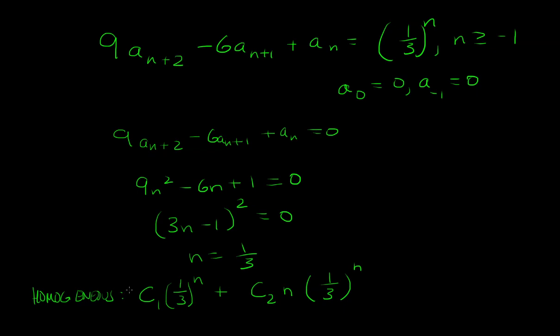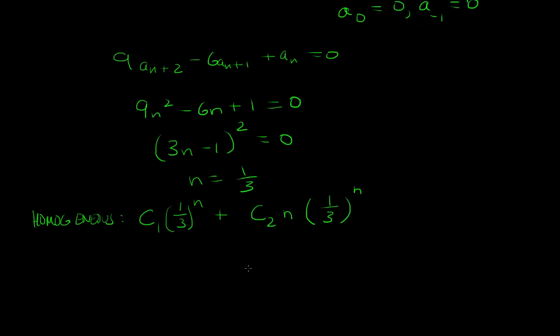And now we just need to solve for the particular solution, which, because 1/3 is the root twice, will be of the form C3 n² (1/3)^n. The square here means it's twice. So then we have to plug it back into the original.